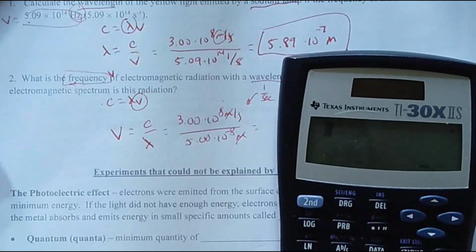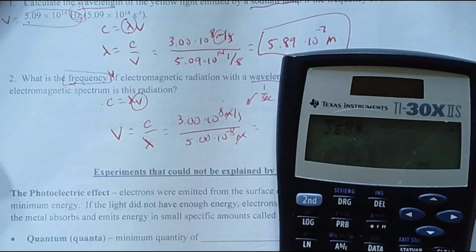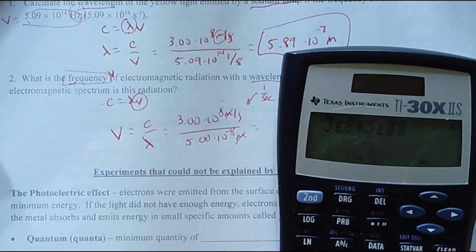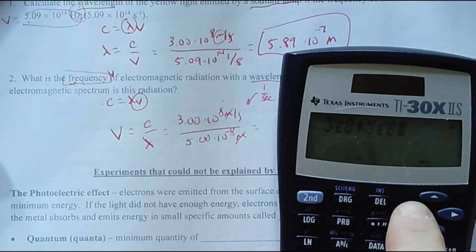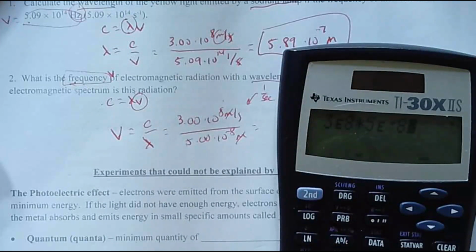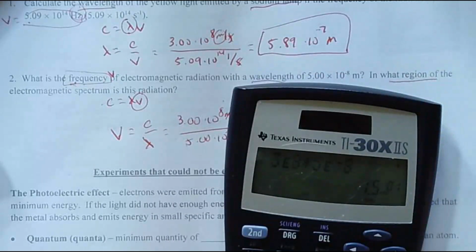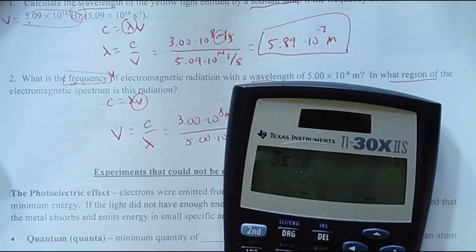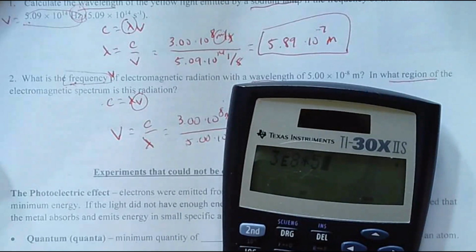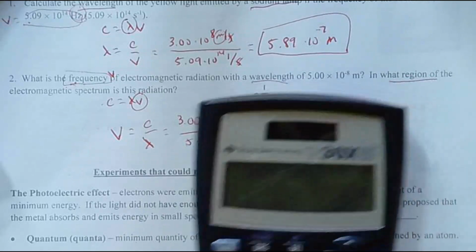So let's do the math. 3 times 10 to the 8th divided by 5 times 10 to the negative 8th. Oops, I've got to put the negative sign first. I did something wrong there. Alright, the calculator says 6 times 10 to the 15th.